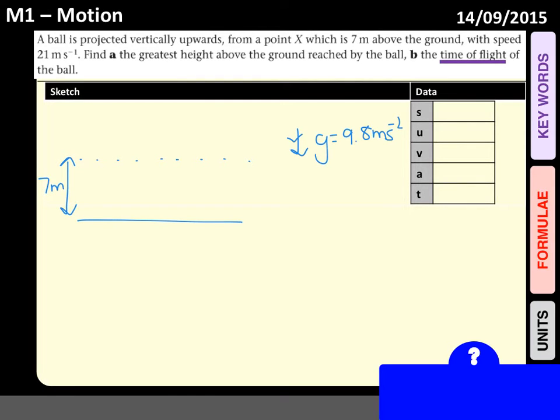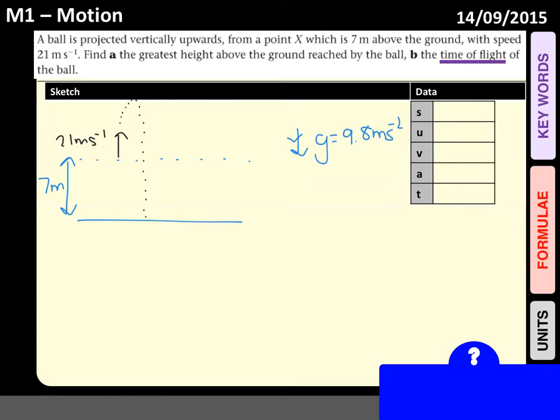Right, I'm going to change colour for the motion of my particle then. So I'm going upwards with an initial velocity of 21 meters per second. So my particle is going to go up until it decelerates sufficiently due to gravity that it's going to fall back down to the ground again. So that black dotted line there is going to be the motion of the particle.